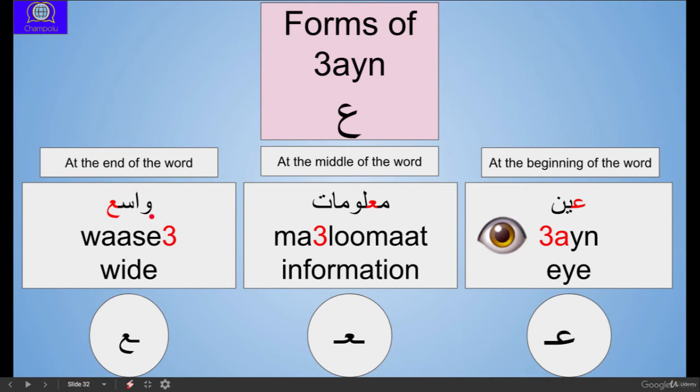While for a word like wasi'a, which means wide, you'll find that the letter ayn comes at the end of the word, so it takes the final form.